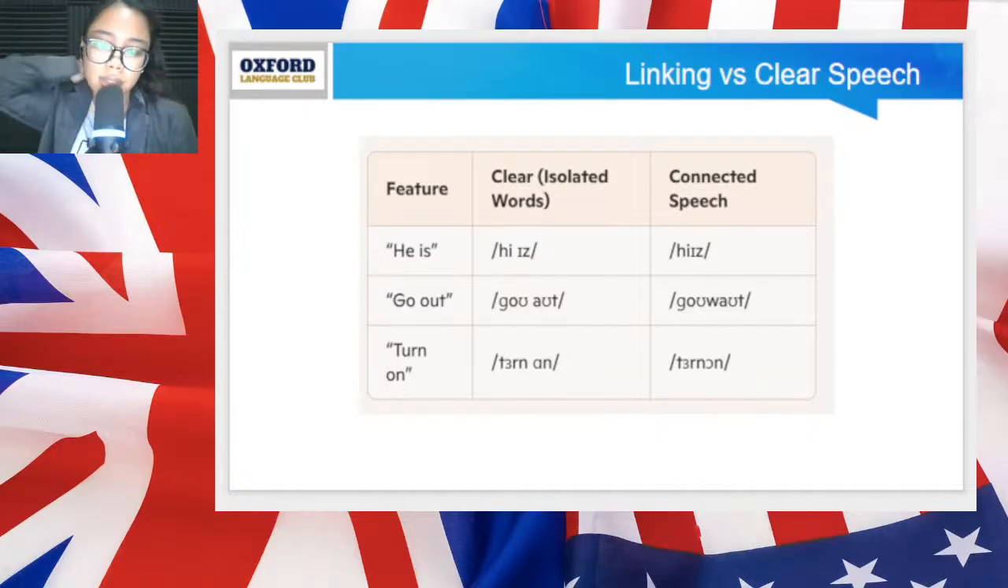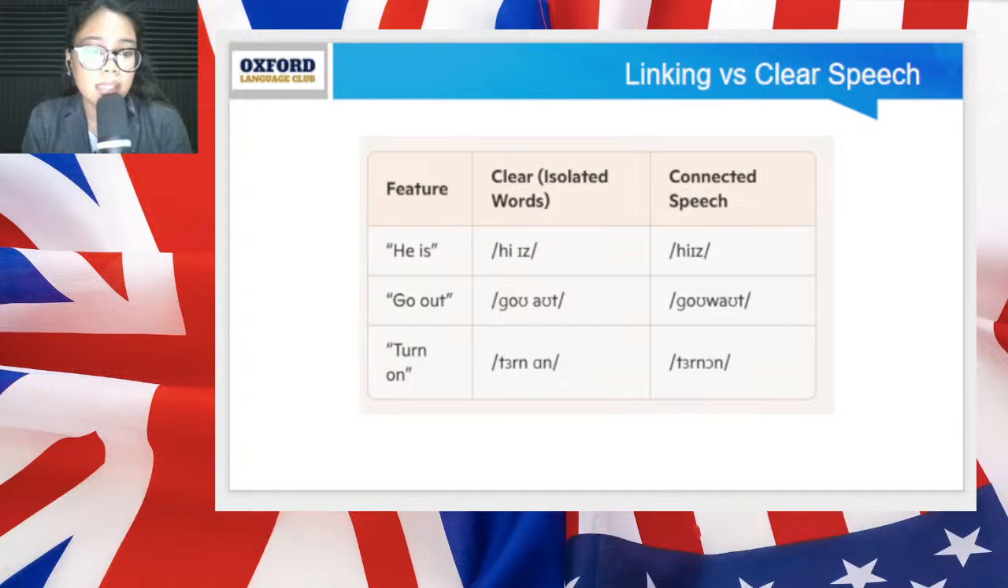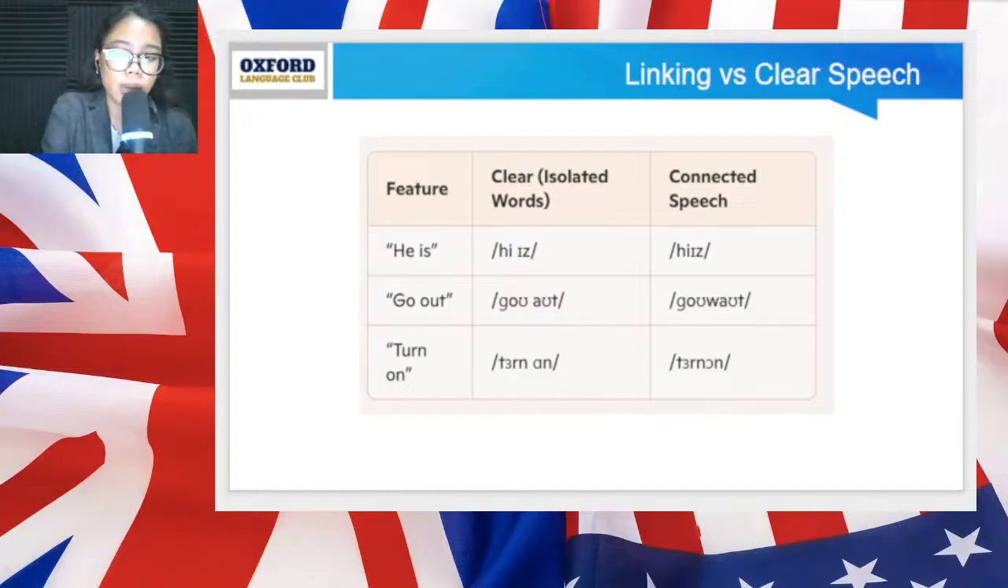When you hear "his" or "go out" or "turn on," your brain will quickly recognize these as "he is," "go out," and "turn on," because you are now familiar with the connected forms, not just the isolated ones. It's like learning the real world shortcuts of the language. This allows you to process spoken English much more efficiently and with far less mental effort, which leads to a much more satisfying and effective communication experience. All right? Okay. That's already clear to us.